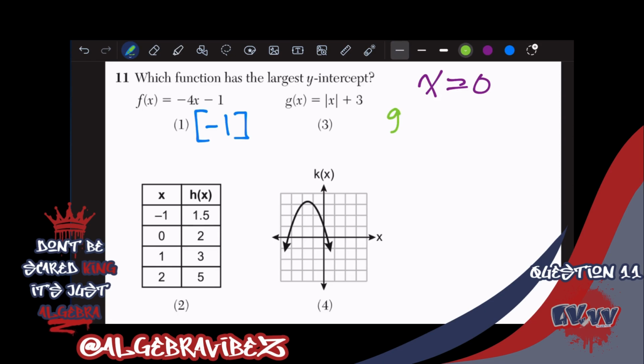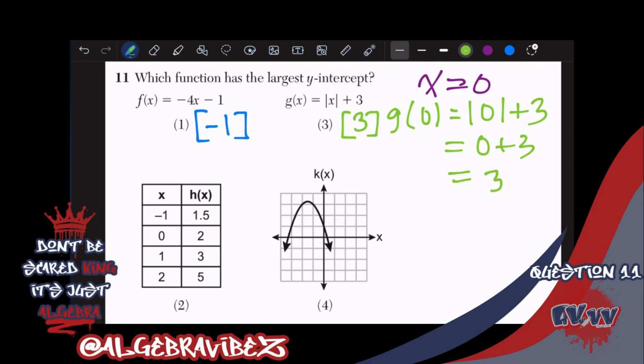So g, or equations rather, I didn't say formula. G of 0 is equal to the absolute value of 0 plus 3. Again, like I said, absolute value, you can't have a negative 0, so it's just going to be 0 plus 3 for math purposes and step purposes, and then 3. So our answer in the bracket is going to be 3. We're going to get rid of all this other stuff.